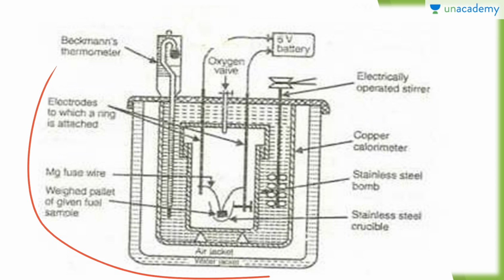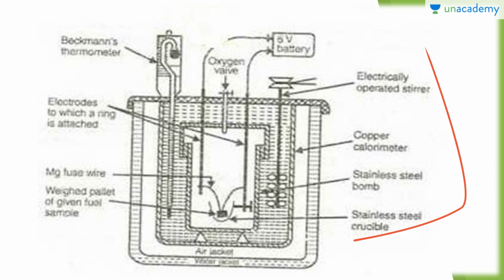So you can see here the diagrammatic representation of a bomb calorimeter. You can see the thermometer over here, the stirrer over here, and the capsule over here.